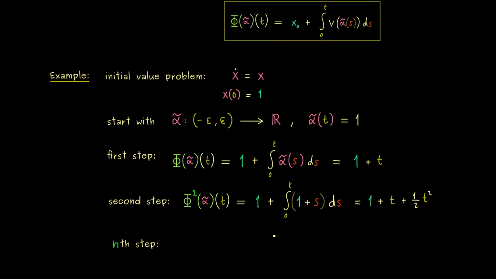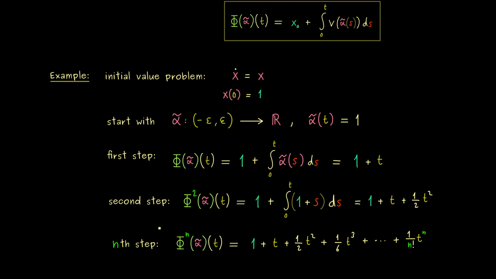But maybe at this point you can already see the general formula for the nth step here. Moreover, then you should also be able to prove it by induction. More precisely, if you repeat this integration, you see the next term would be 1 over 6 t to the power 3. And then we would get the power 4 and so on until we get the nth power of t. And then it turns out that the factor in front is indeed 1 over n factorial. So this is very good.